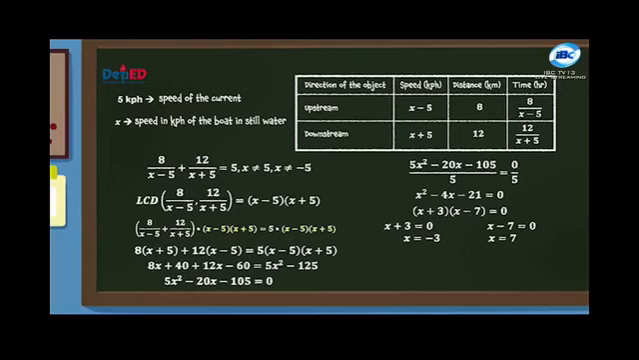and to 7. Recall that x represents the speed of the boat in still water. x must not be negative, hence x equals 7. The speed of the boat in still water is 7 kilometers per hour.